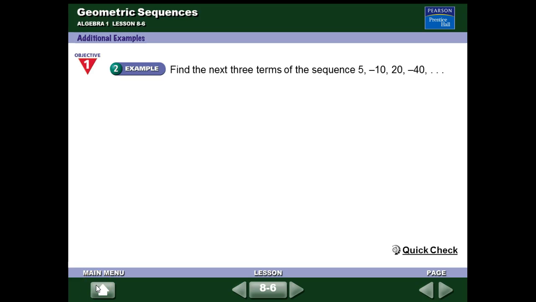Find the next 3 terms of the sequence. So instead of just finding the common ratio, now they're asking you to find the next 3 terms. The same process is going to happen. So the first thing we need to do is find that common ratio. Even though that's not what it's asking, that's what we are looking for. So 5 times -2 gives you -10. -10 times -2 is going to give you +20. 20 times -2 is going to give you -40. So my common ratio here is we are multiplying each term of the sequence by -2.